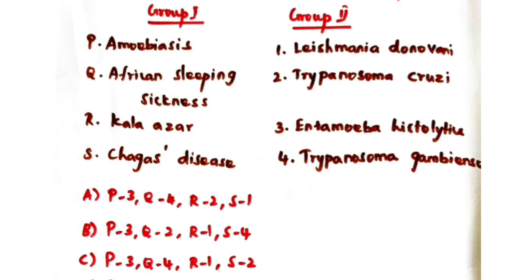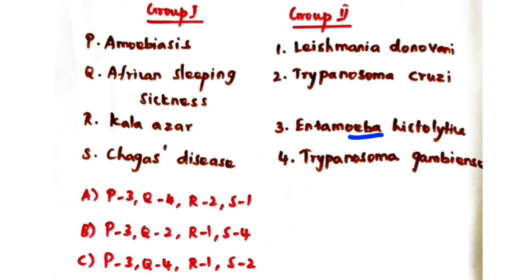The correct option is: amoebiasis is caused by Entamoeba histolytica, African sleeping sickness is caused by Trypanosoma gambiense, Kala Azar is caused by Leishmania donovani, and Chagas disease is caused by Trypanosoma cruzi. So 3, 4, 1, 2. So option C is correct.